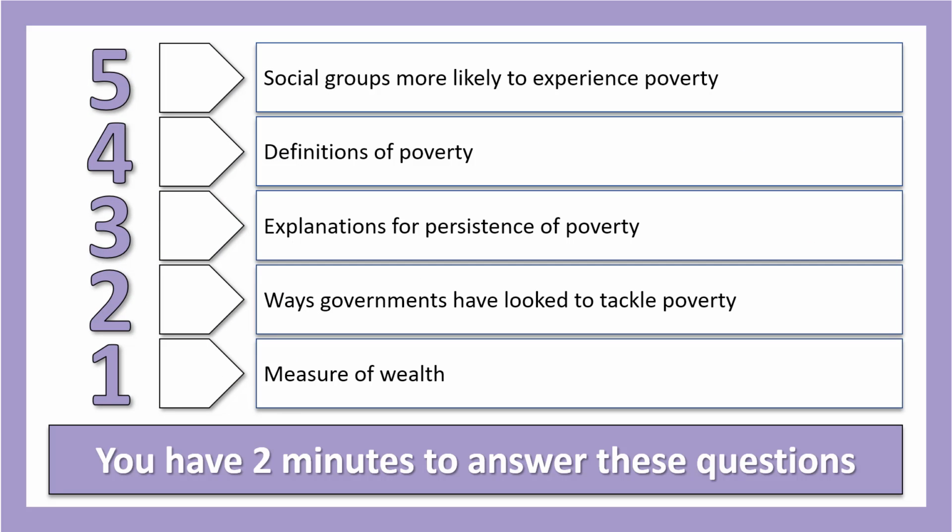So we'd like you to identify 5 social groups who are more likely to experience poverty, 4 definitions of poverty, 3 explanations for the persistence of poverty, 2 ways governments have looked to tackle poverty, and 1 measure of wealth. You're going to have 2 minutes to answer these questions. If you do need more time to complete the activity, press pause. Our 2 minutes starts now.